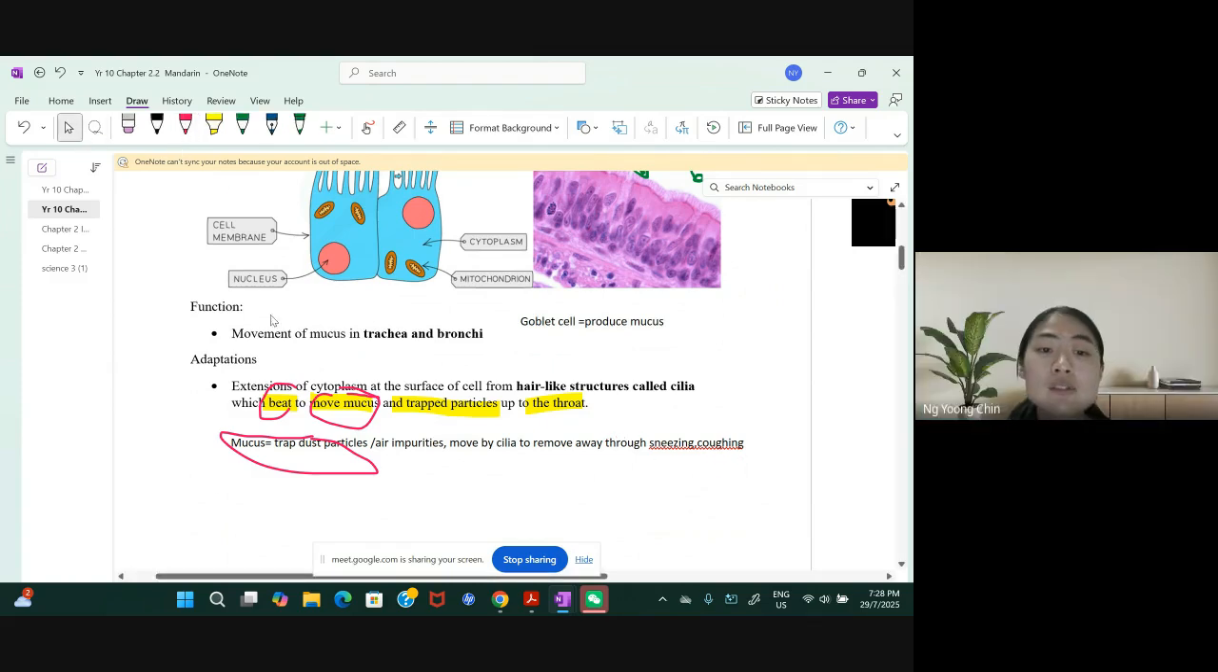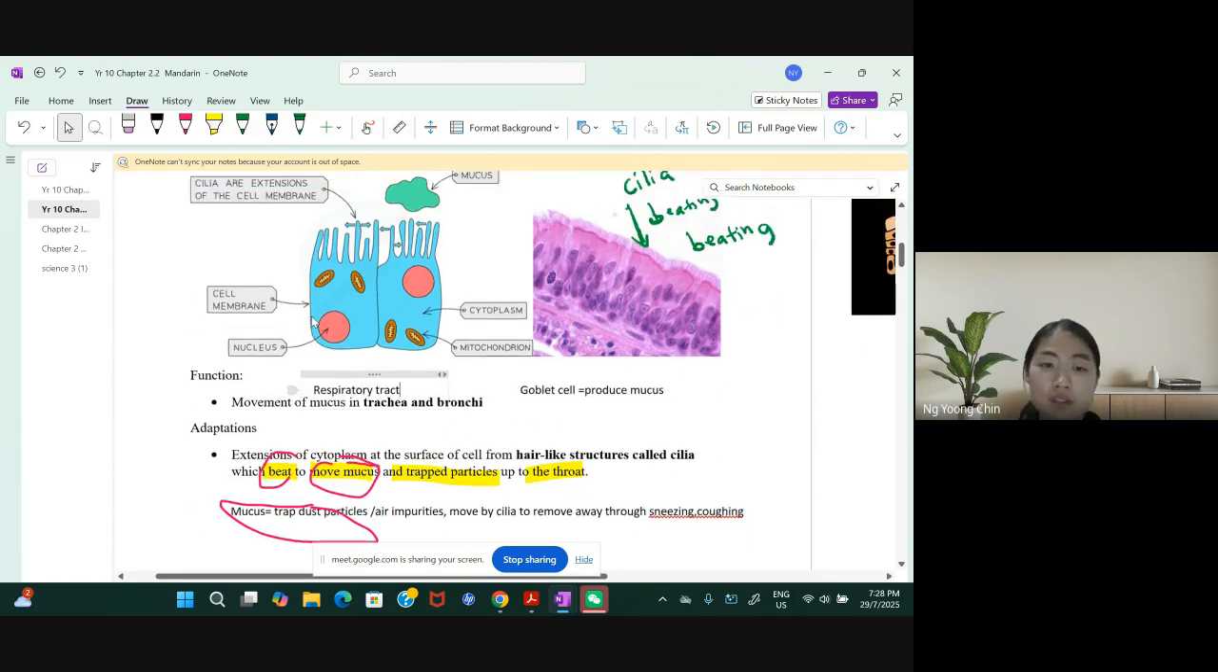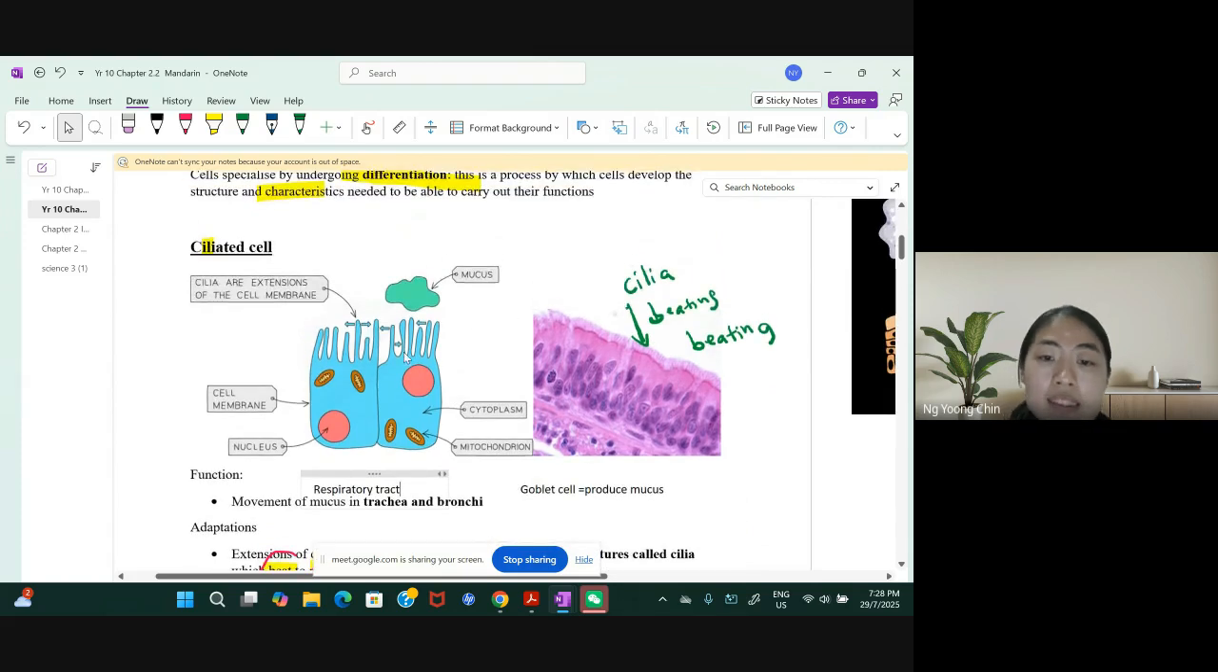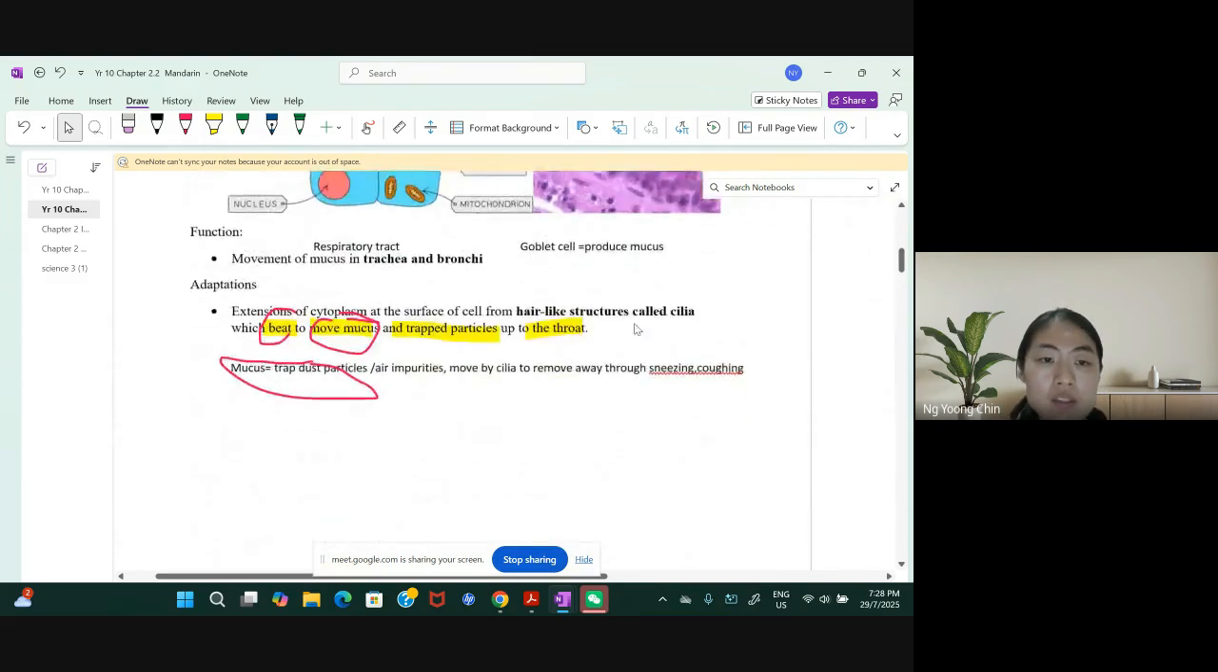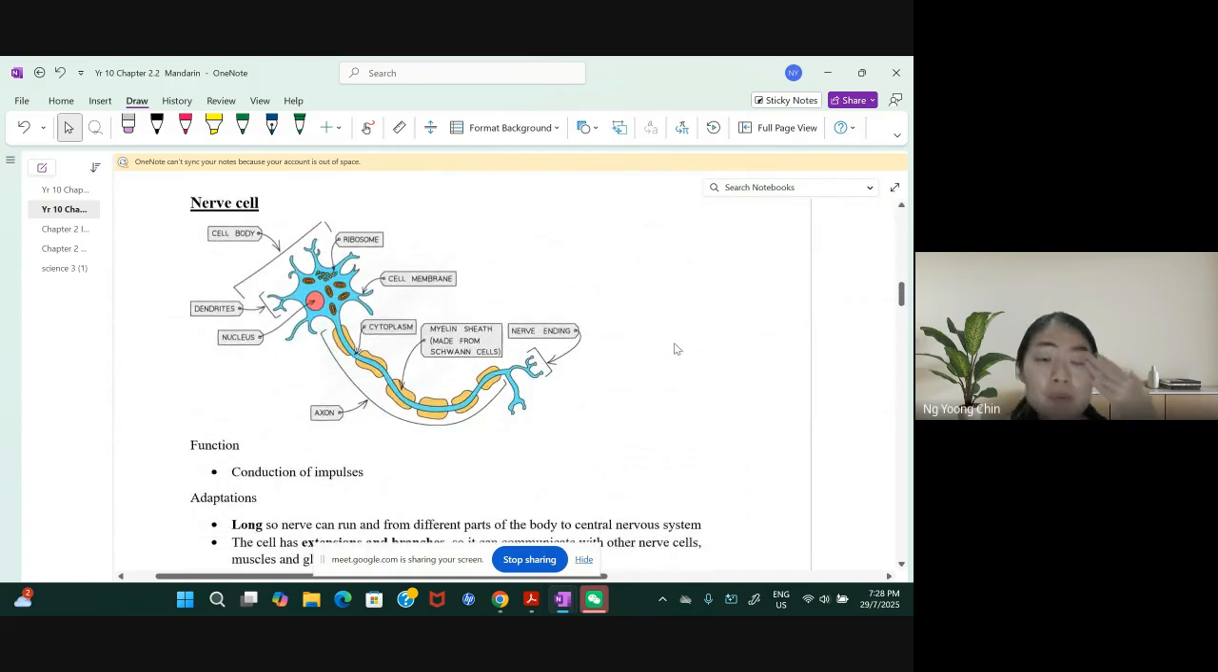So they are found along the respiratory tract. Then this we call a long extension. That's all. Just a very simple process only.